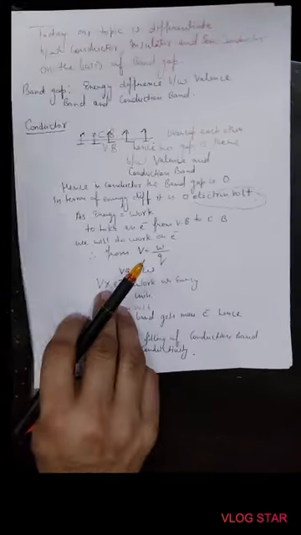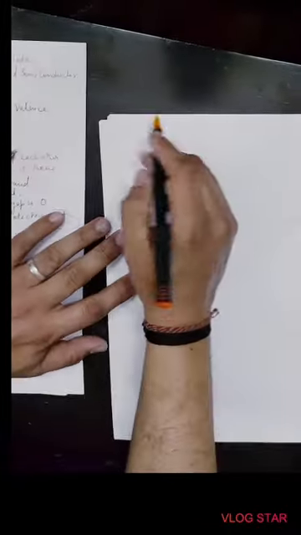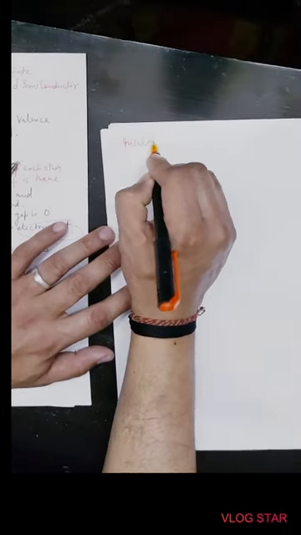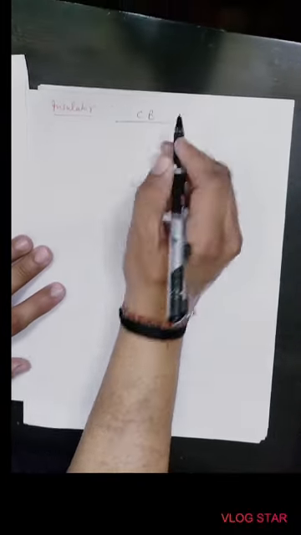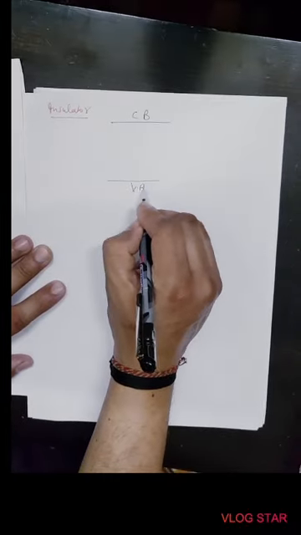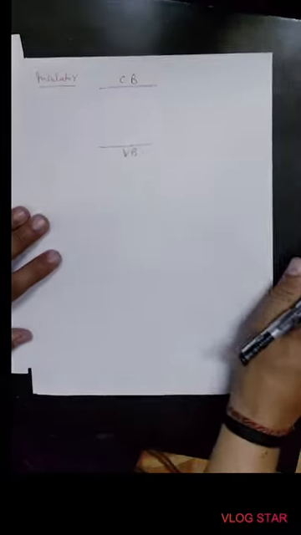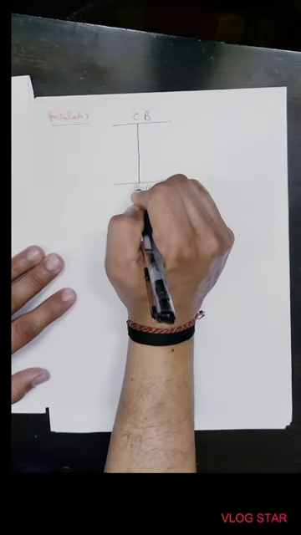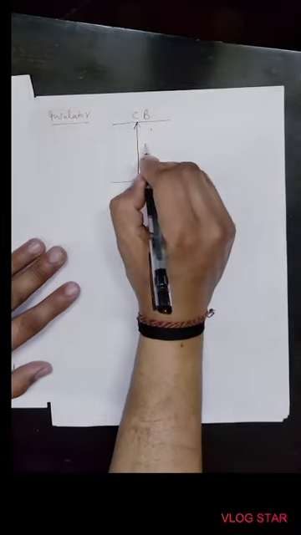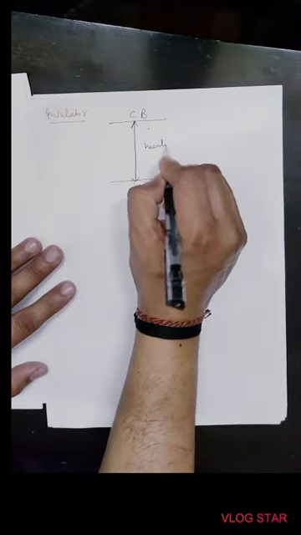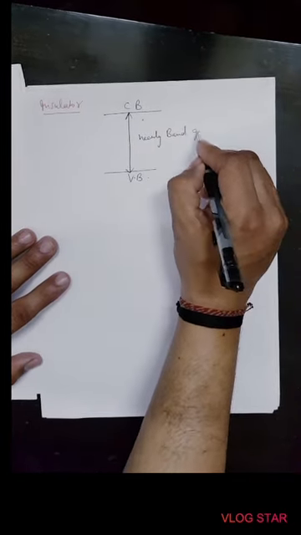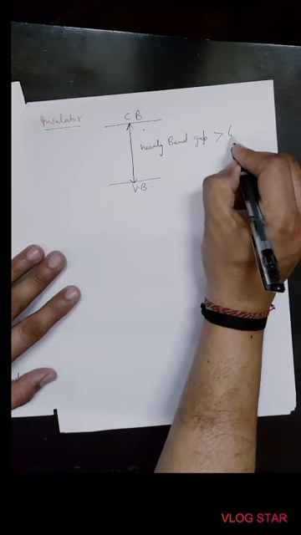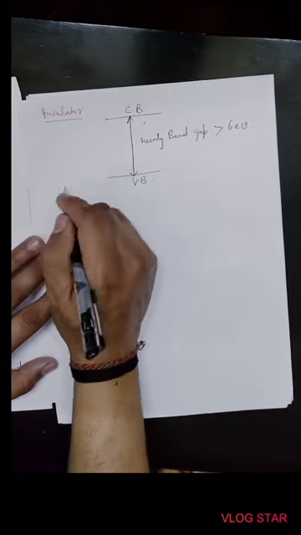Now, we will take the case of insulator. In insulator, the conduction band lies much above the valence band, nearly the band gap is greater than 6 electron volt.